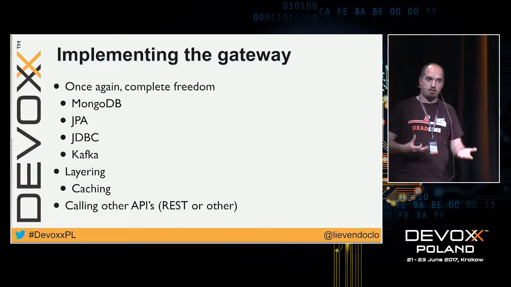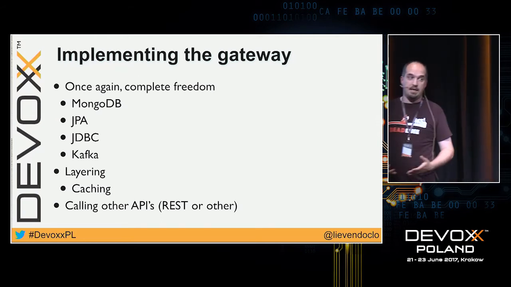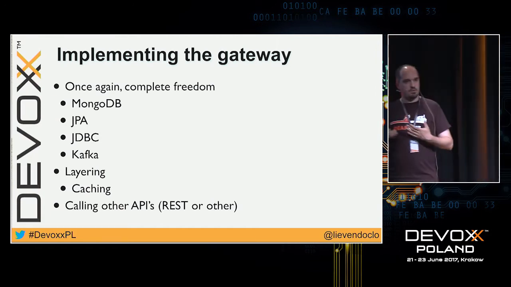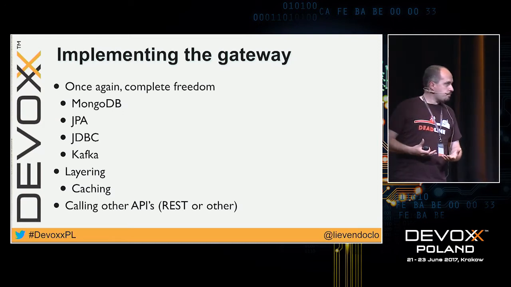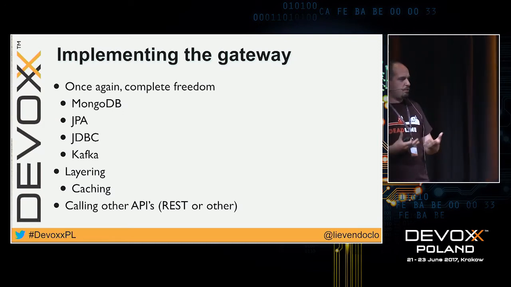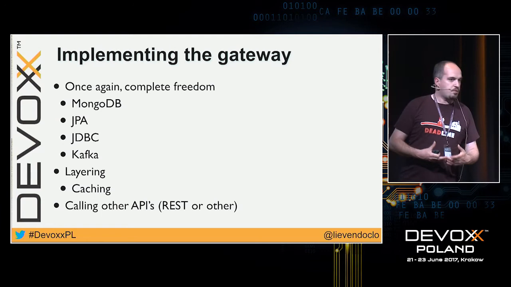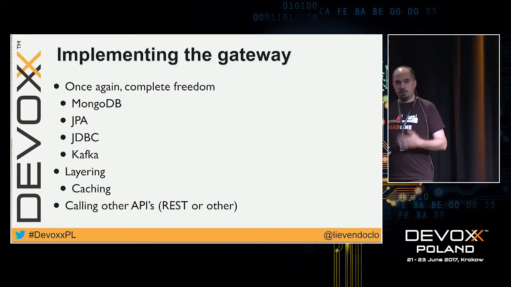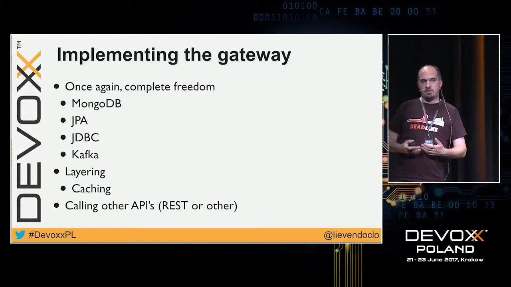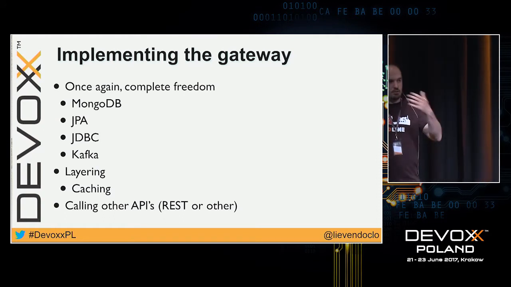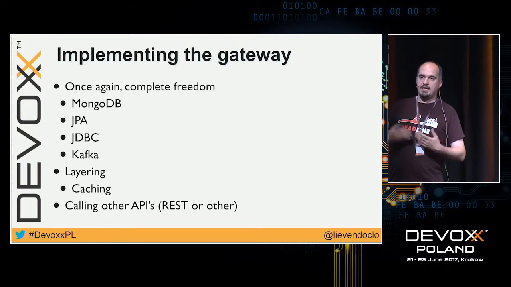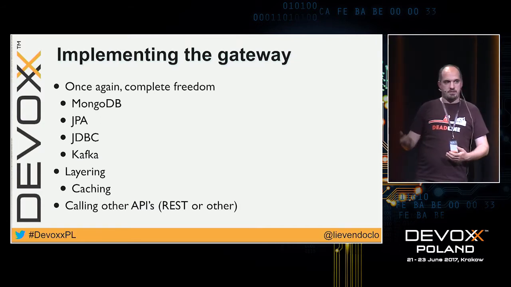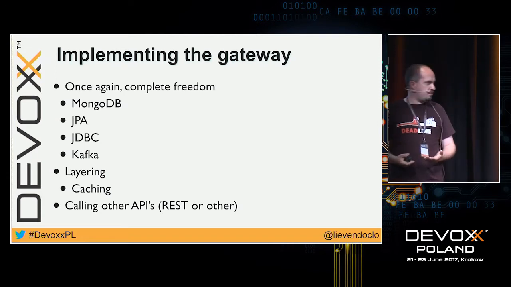Do I want to use MongoDB? Do I want to use JPA, JDBC if you're really old school? Or do you want to use some messaging tools like Kafka? Or you can even layer those entity gateways, for example, if you want to use caching. Or you can even implement your gateway in such a way that it actually accesses an external system. For example, if you have a gateway that needs to access data from an SAP or another system, this is the way to do it.